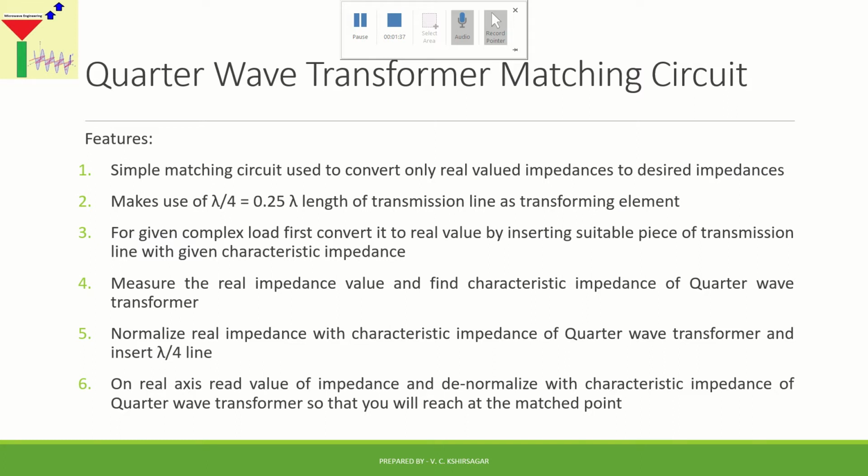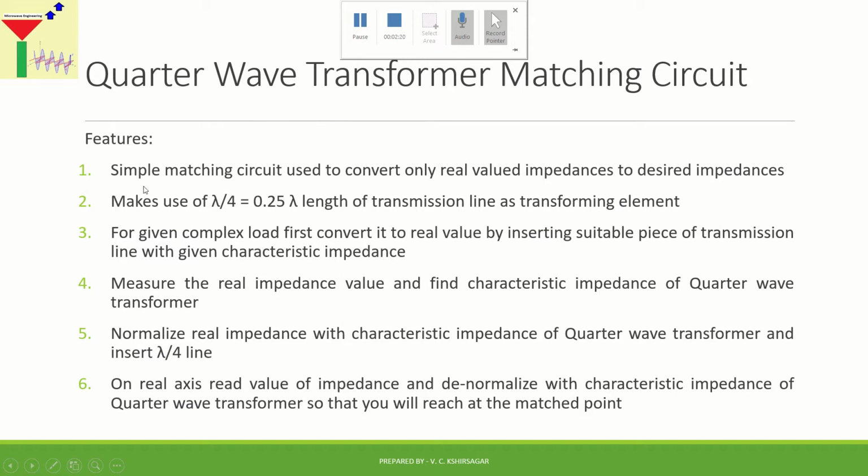The second feature is that it makes use of a lambda by 4 length of transmission line. For its operation, it uses a piece of transmission line. The length of the transmission line is always fixed, and it is lambda by 4, which comes out to be 0.25 lambda. That's why the name quarter wave is given to this matching circuit. Lambda by 4 is a quarter of one wavelength. So whenever this type of piece of transmission line is used as a matching element, it is called a quarter wave transformer.